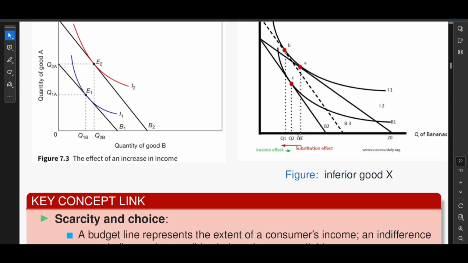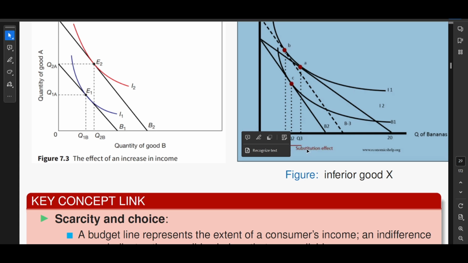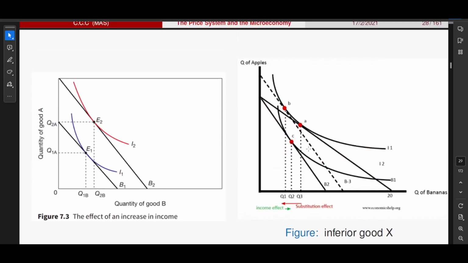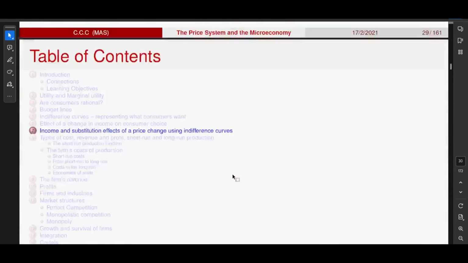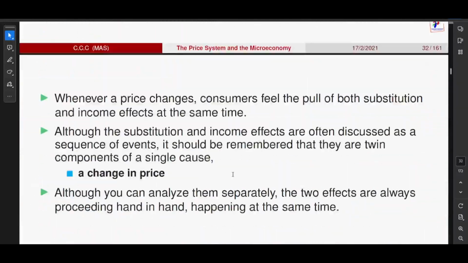So originally the substitution effect moves from Q3 to Q1, a big fall in the quantity consumed because of substituting, but the income effect becomes positive and you move from Q1 to Q2. Q2, my bad, it was here. So you go from Q1 to Q2, there is an increase in the quantity, a small offset from the substitution effect. So that's what we're saying here.